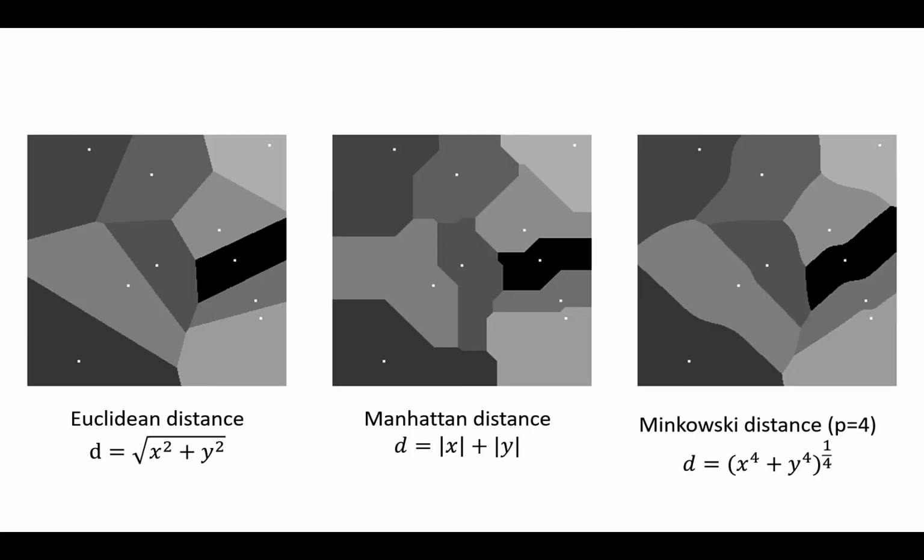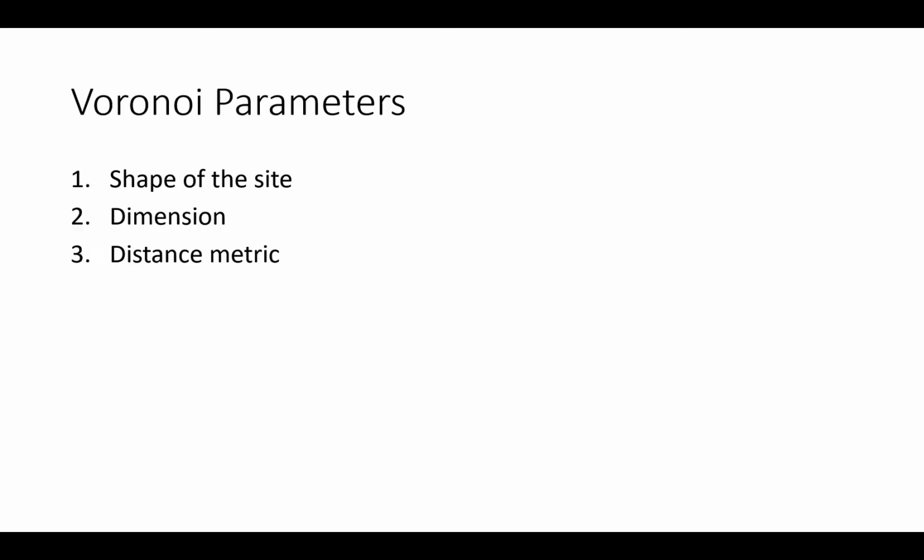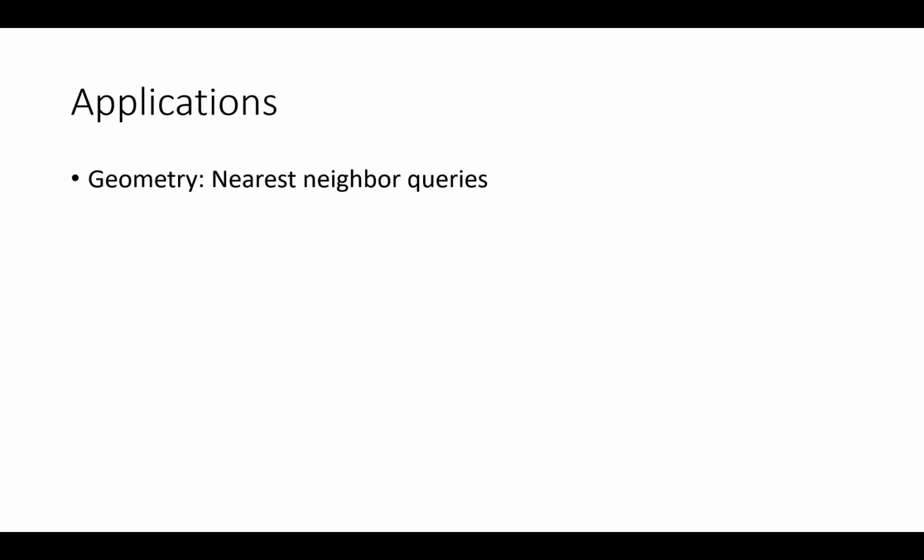And then here's another cool one. So this one on the left, we have Euclidean and Manhattan again. And then the one on the right, we get some curvy lines using Minkowski distance, which is a generalization of the regular Euclidean distance. So these are the three parameters that you can mess with in your Voronoi diagrams: the shape of the sites, the dimension, and the distance metric. And so some applications of Voronoi diagrams, in addition to just having cool Roblox characters, is geometry.